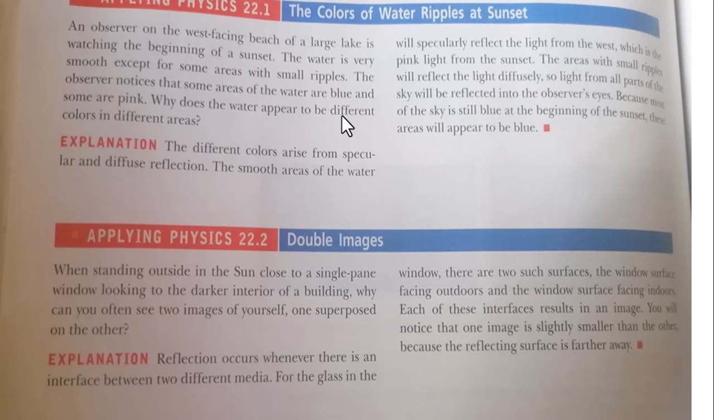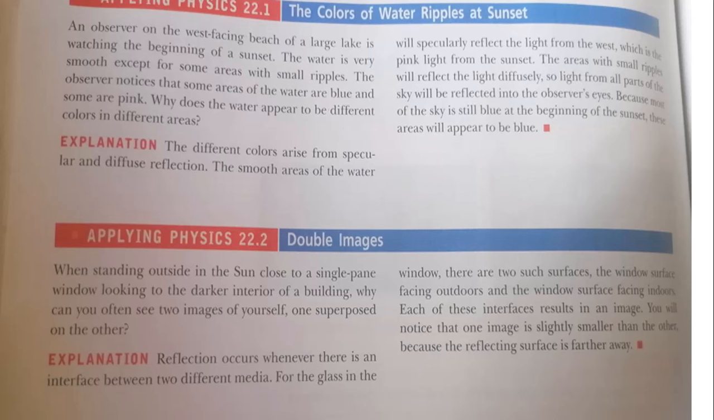And we want to try and explain that. And they say the different colors arise from specular and diffused reflection. The smooth areas of the water will specularly reflect the light from the west, which is the pink light from the sunset. And the areas with the small ripples will reflect the light diffusely. So light from all parts of the sky will be reflected onto the observer's eye because most of the sky is still blue at the beginning of the sunset. These areas will appear to be blue.